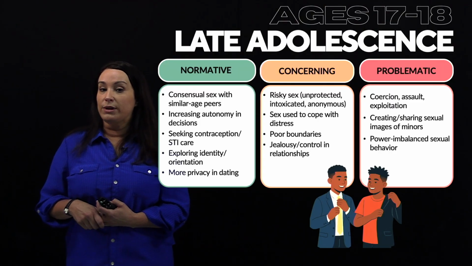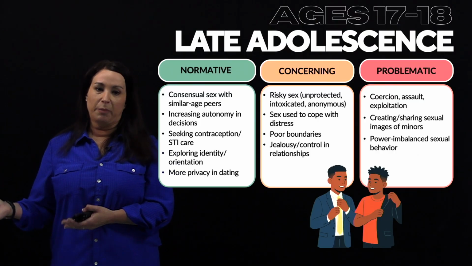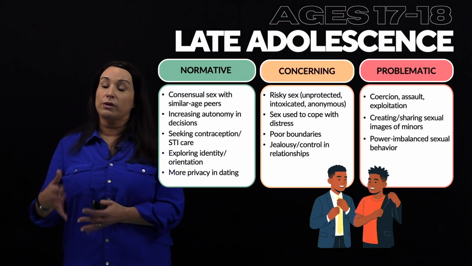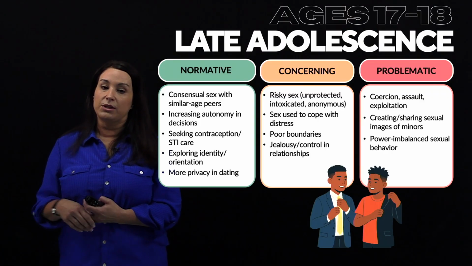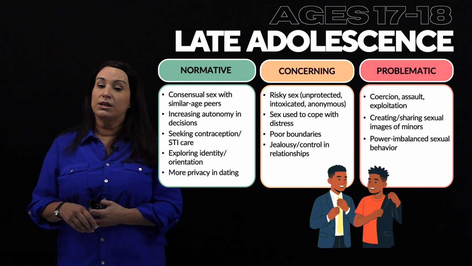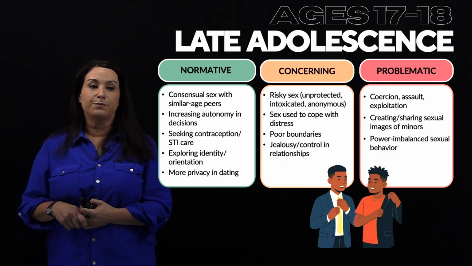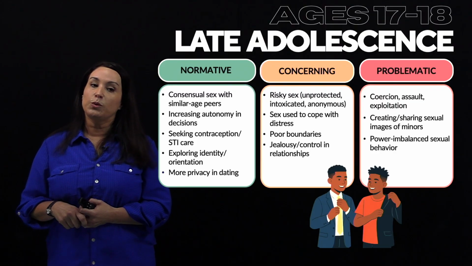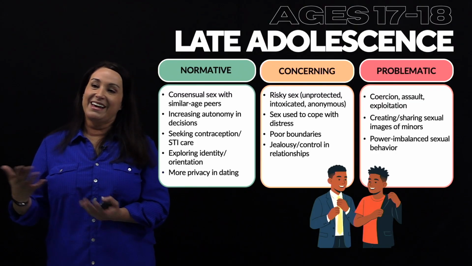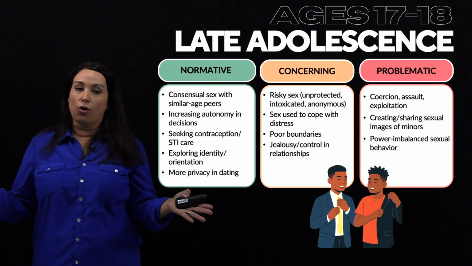Having poor boundaries, so allowing others control over them or their life or their behaviors, is certainly a red flag. You want to get more information and really talk to them about what is appropriate. And jealousy and control in relationships is also of concern at this age. Problematic behaviors would be coercion, assault, exploitation. That kind of goes without saying, right? But that is across all ages.